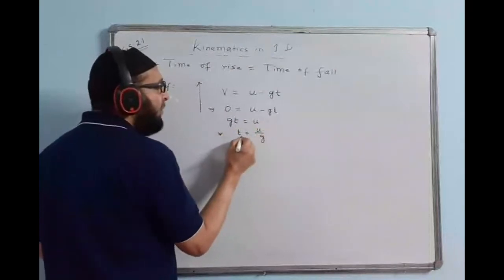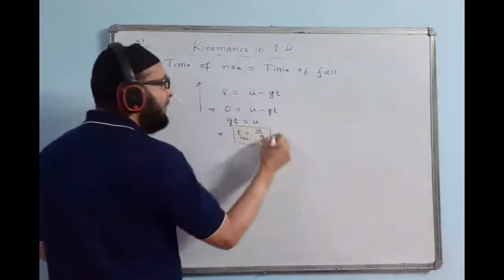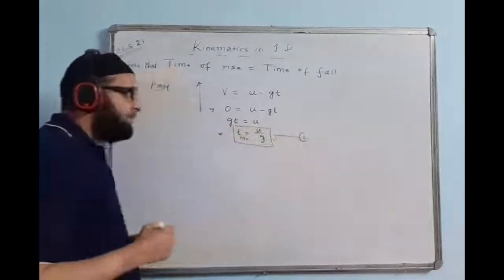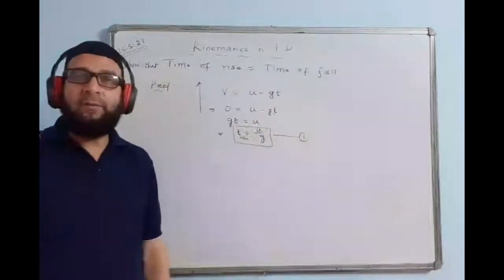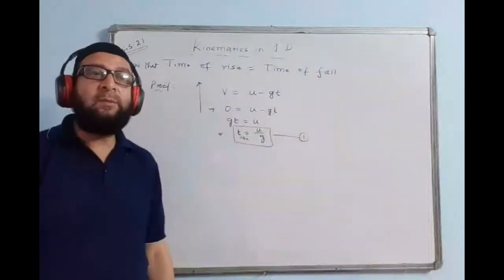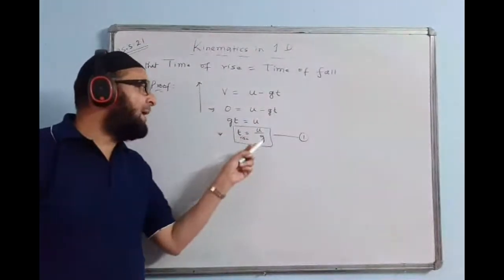You can take this as a formula of time of rise. T means time of rise. Time of rise value becomes how much? U by G. Mark this as equation 1. So this also becomes a formula of time of rise. You may use this formula directly. Time of rise formula is U by G.